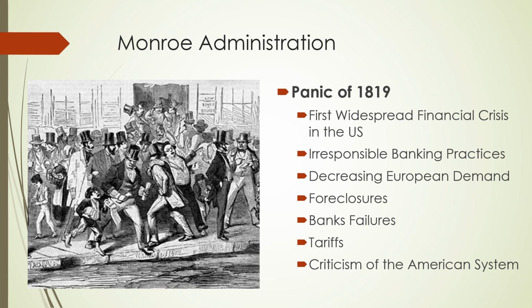In 1819, we have what is known as the Panic of 1819. This is the first widespread financial crisis in the U.S. So really our first big economic recession. Basically, there's a few different factors that led to this. One is the irresponsible banking practices. So banks giving out loans that weren't backed by hard money.